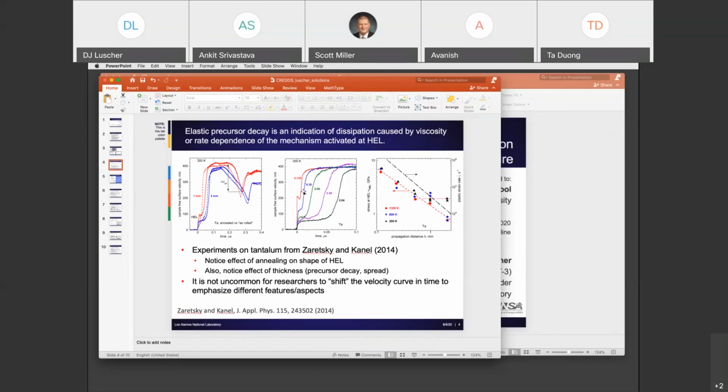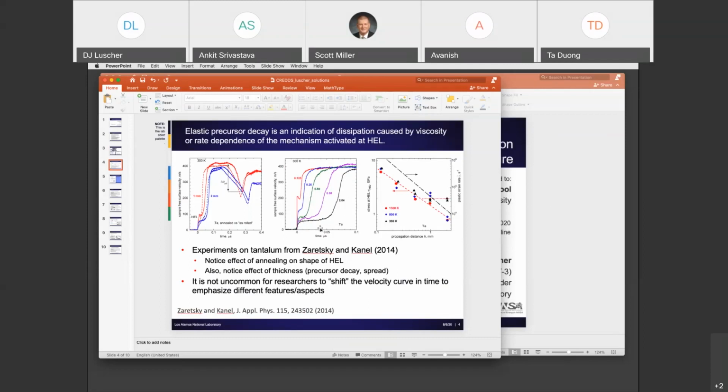And so because the thickness of the specimen was increased, the travel distance of this wave was increased. And if we have an elastic precursor that's moving at a faster velocity than the main shock wave, then we'll see the separation between the arrival of the elastic precursor and the final shock wave. We'll see that separation grow.